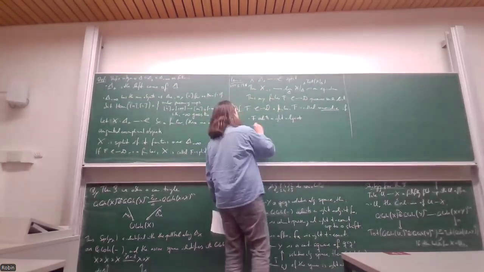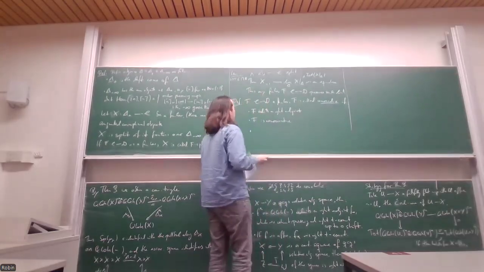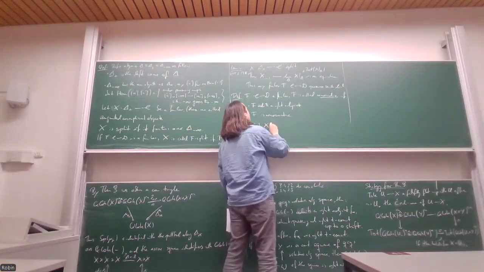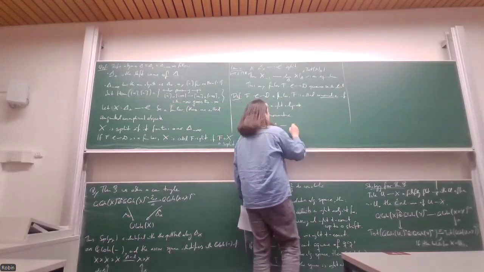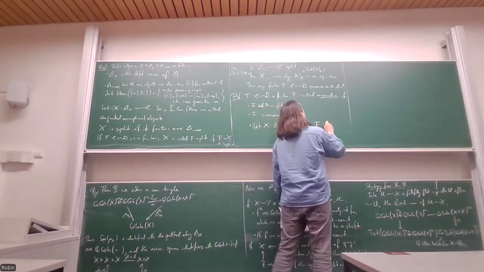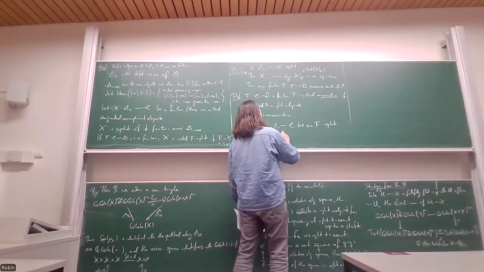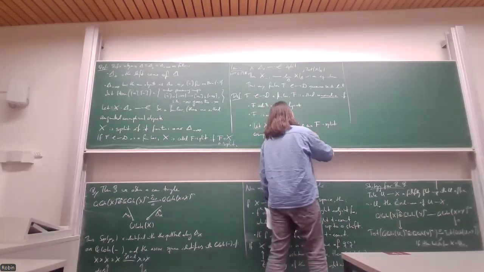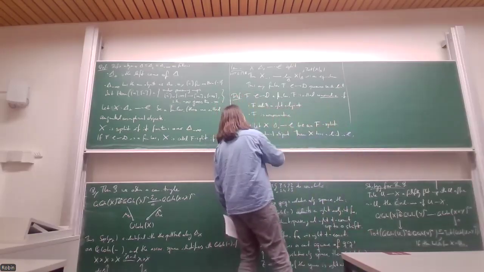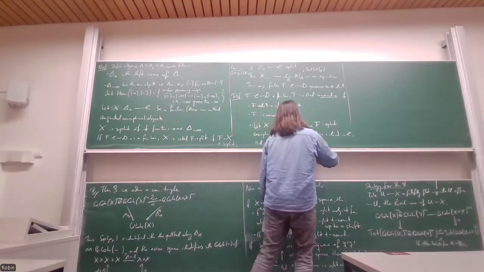Secondly, F is conservative. And thirdly, and now here come the split objects. Let X from this augmented category to C be an F split cosimplicial object. Then X has a limit in C, and this limit is preserved by F.